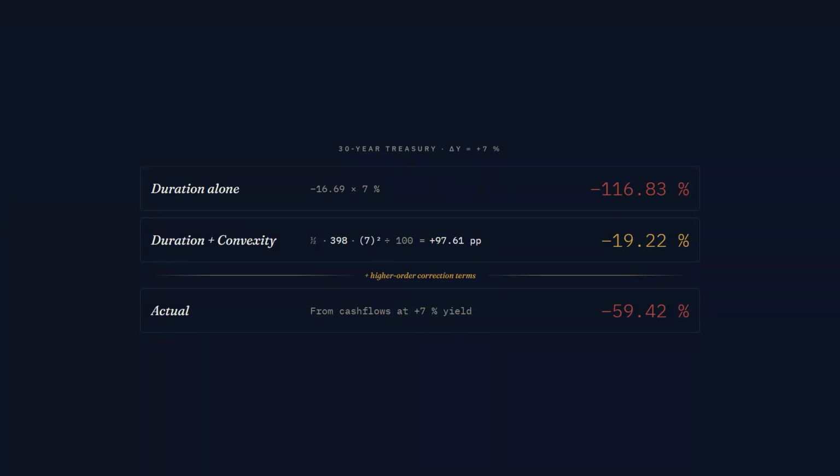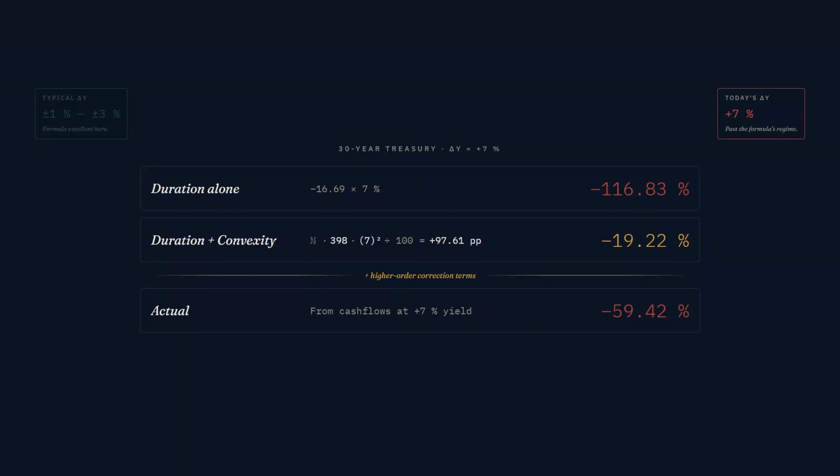The reason is that convexity is only the second term in a longer mathematical correction series, and there are smaller, finer correction terms after it. For typical rate moves of 1%, 2%, or 3%, duration plus convexity is an excellent description of what happens. But for 7% rate shocks like this one, the formula simply isn't enough on its own, and you have to compute the price directly from the cash flows.